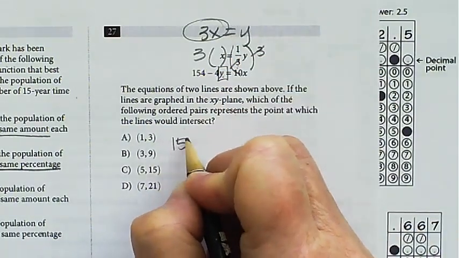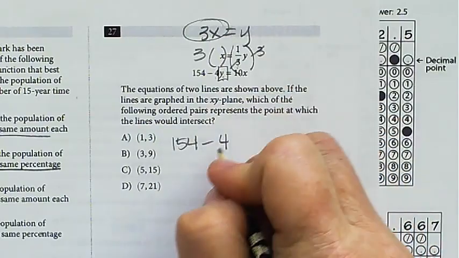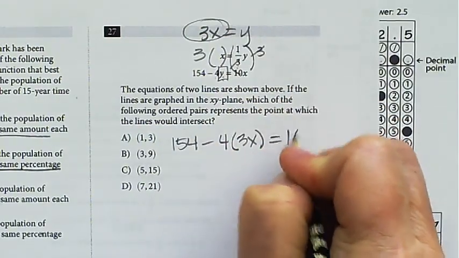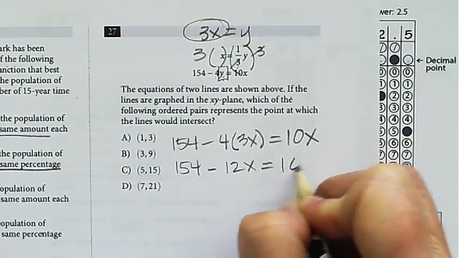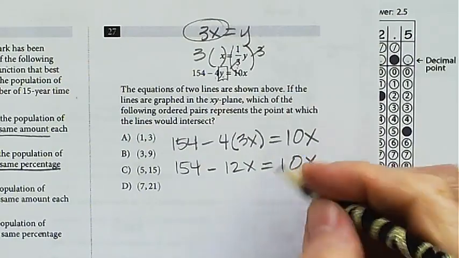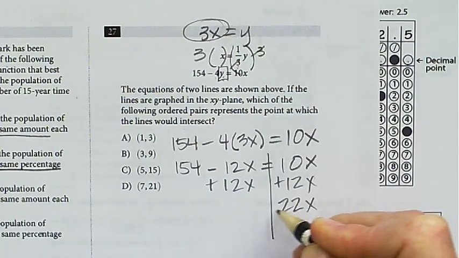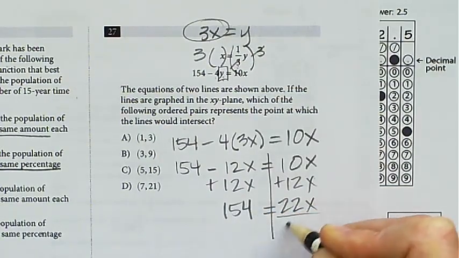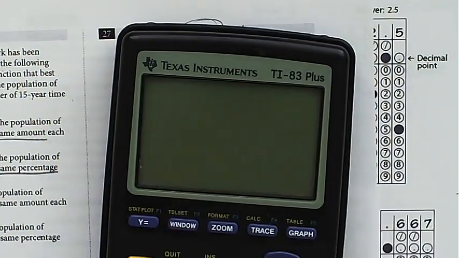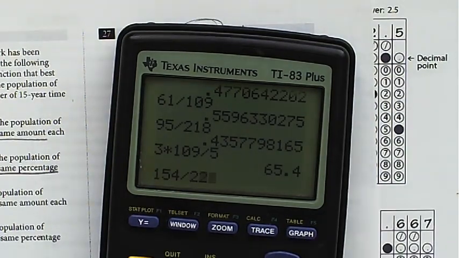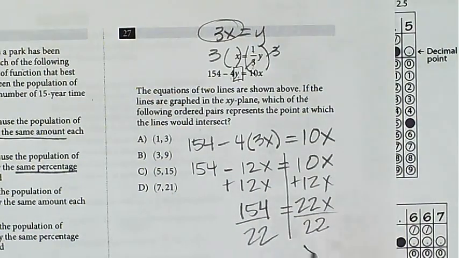So that's going to give me 154 minus 4, and when I see y, I'm going to put 3x, equals 10x. So 4 minus 12x equals 10x. Add 12x to both sides. So I get 22x equals 154. Then divide by 22. And that is 7. So I don't even worry about the y coordinate. I know x is 7.